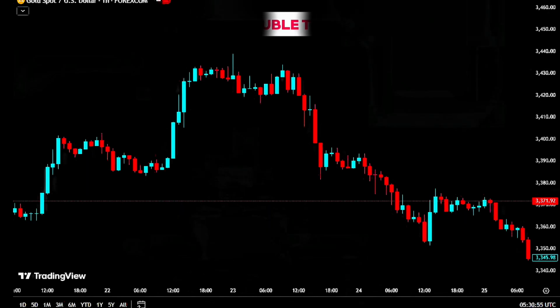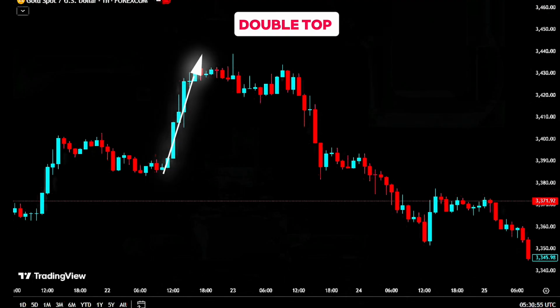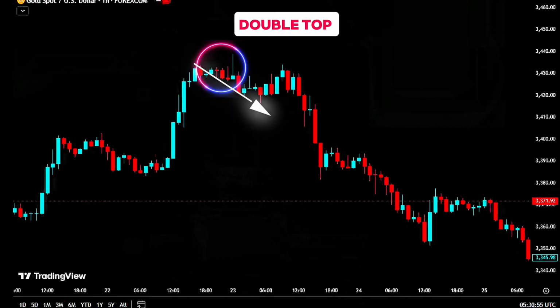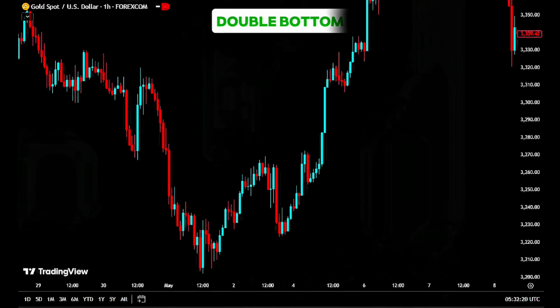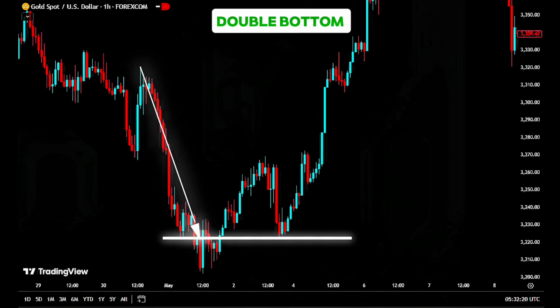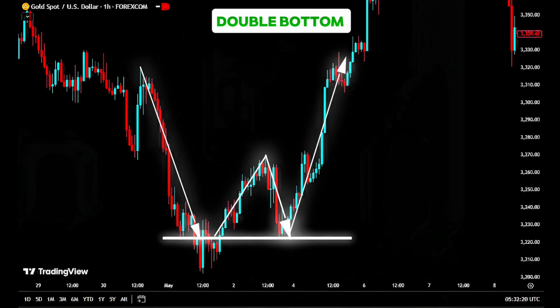Let's quickly understand what these patterns mean on a normal price chart. A double top forms when the price goes up, creates one top, pulls back, then rises again to the same level, and creates another top. After this, the price usually has a higher chance of falling. A double bottom is the opposite. The price goes down, takes support, moves up, comes down again to the same support level, and then bounces back upward. After this, the price usually has a higher chance of rising.